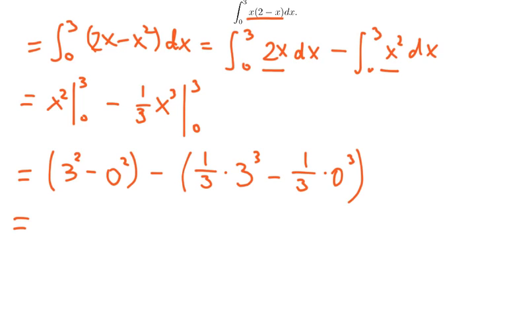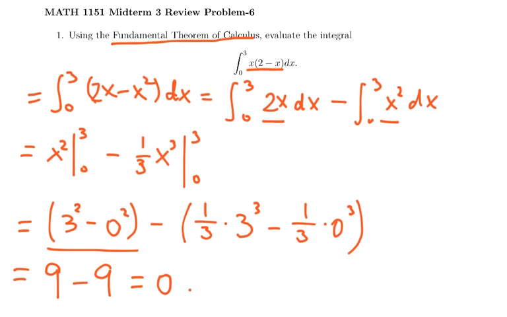And if we do the algebra, for the first parenthesis we will have 9 minus 0, which is 9, and then minus 1/3 times 3 cubed, that is 9 minus 0, just 9. So finally we have 9 minus 9, and the integral is equal to 0. So this is the first part. We use the fundamental theorem of calculus to evaluate this integral.